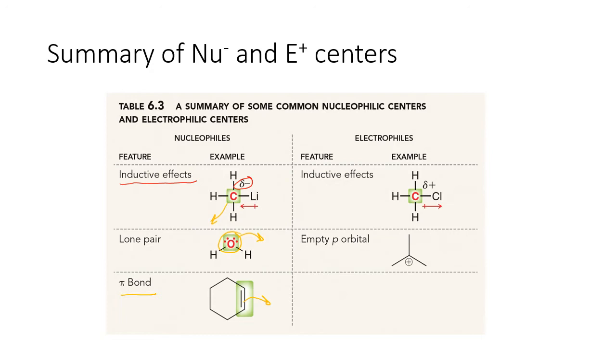Electrophiles, we looked at a couple of those. They can have an empty p orbital, so something like a carbocation. Or you could have a carbon or some other atom that has a partial positive charge due to inductive effects, due to the polarity of that bond. So in this case, the electronegative chlorine is pulling those electrons away from our carbon, making that susceptible to attack from some nucleophile.